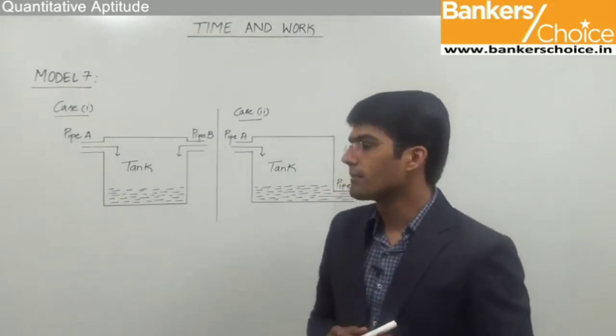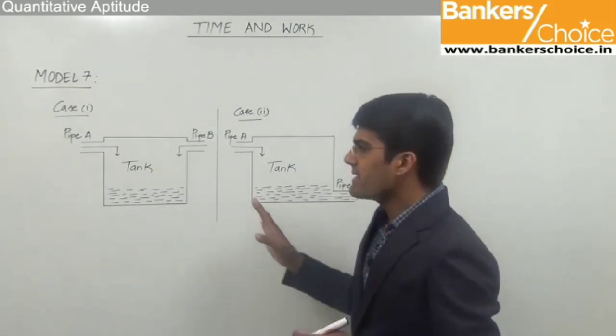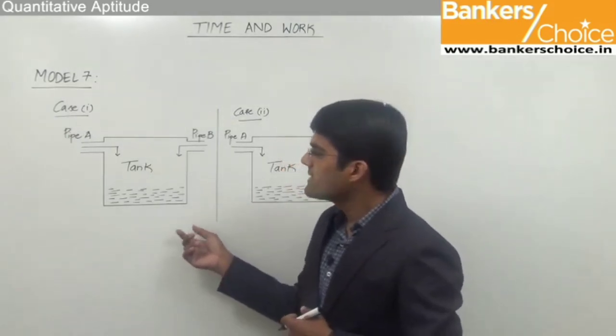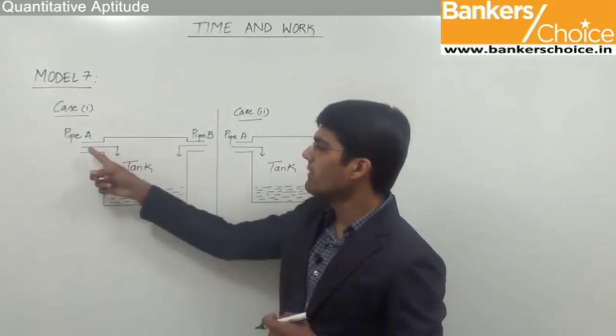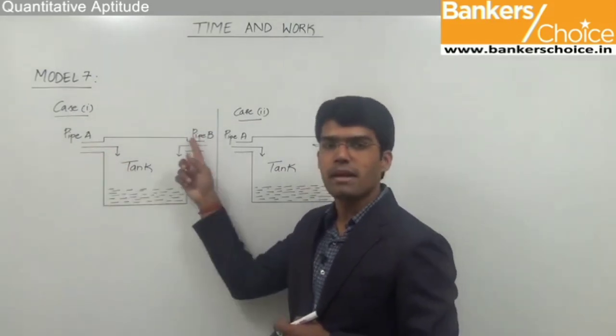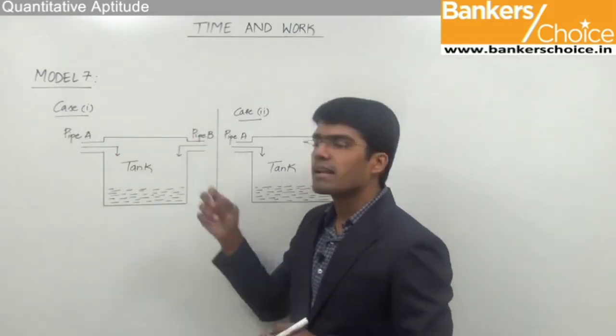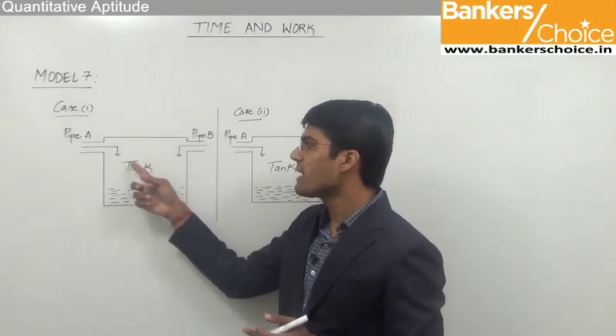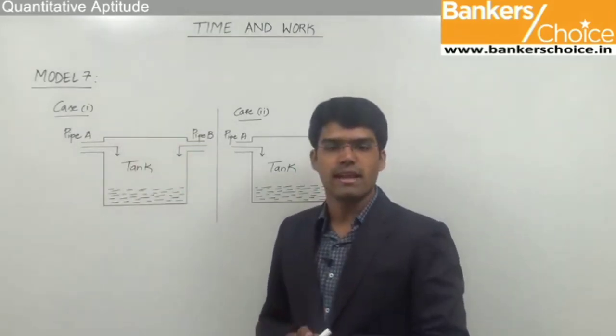Let us look at the model here. We have got two different cases. Let us first understand case 1. As you can see here, we have got a water tank with two pipes, pipe A and pipe B. Both the pipes here are inlet pipes. That means both these pipes are used to fill the water in the tank.